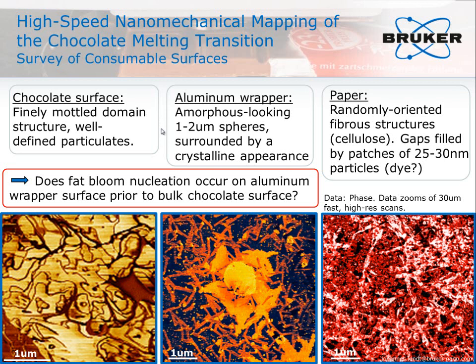The expected paper fiber structures, as well as aggregates of 25 to 30 nanometer particles between the fibers, which may be the dye particles causing the red wrapper color, and/or be a filler that contributes to the paper's gloss and texture.